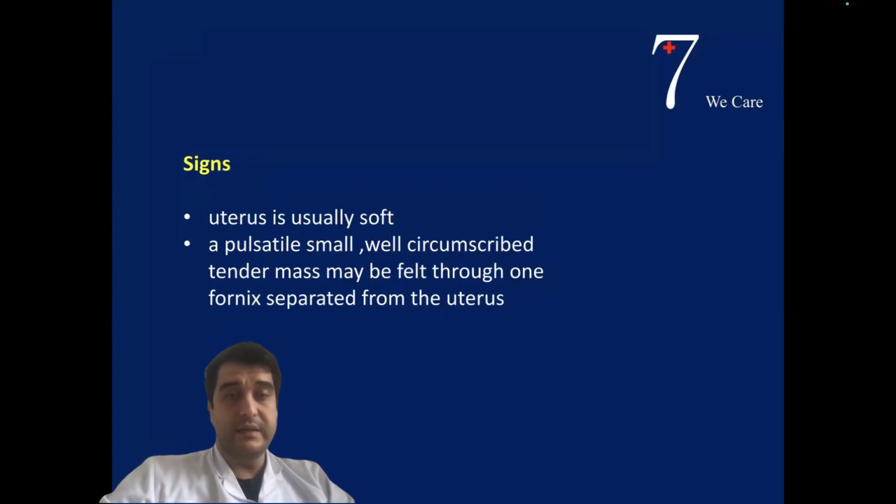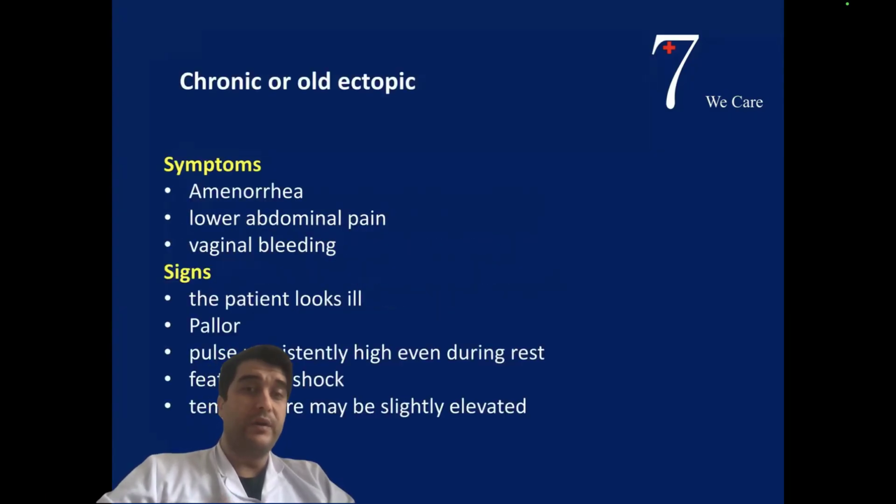The next signs: the uterus is usually soft, and a pulsatile, small, well circumscribed, tender mass may be felt through one fornix, separated from the uterus. Chronic or old ectopic pregnancy signs are amenorrhea, lower abdominal pain, and vaginal bleeding.